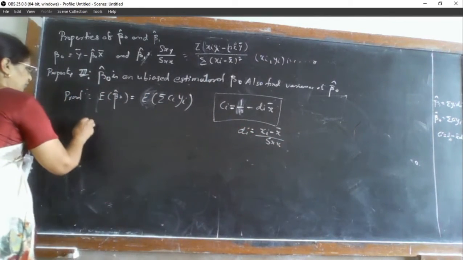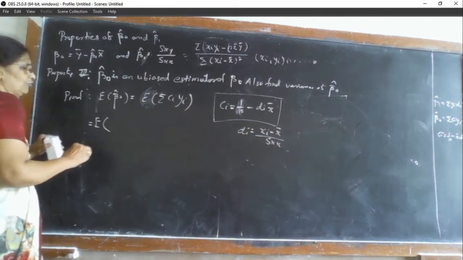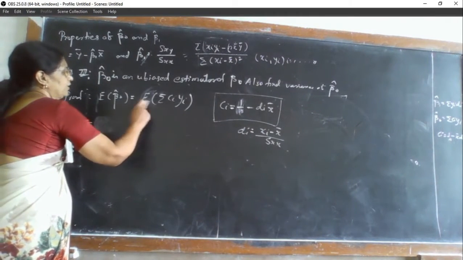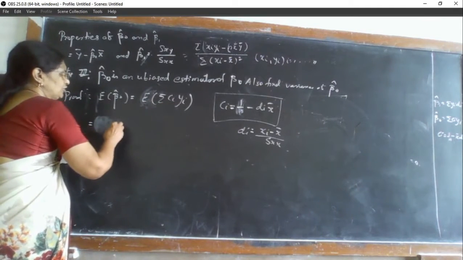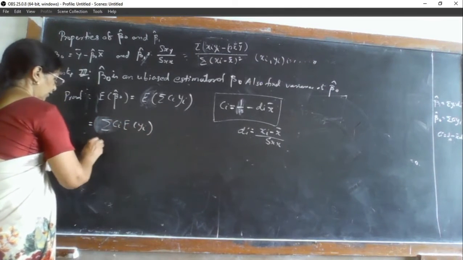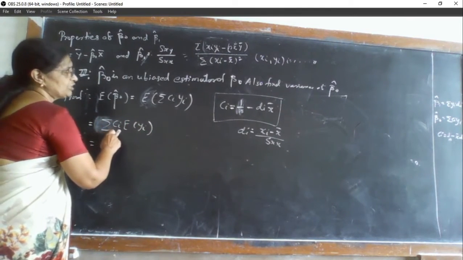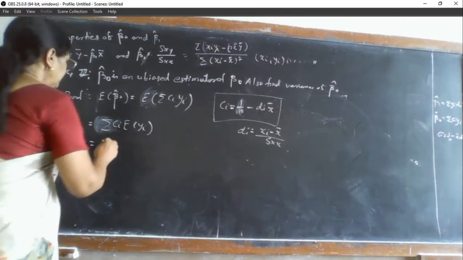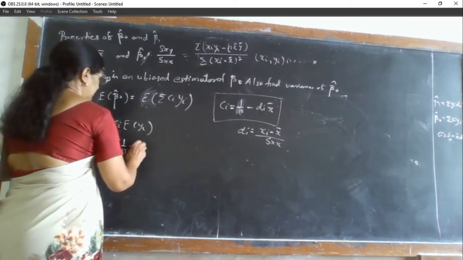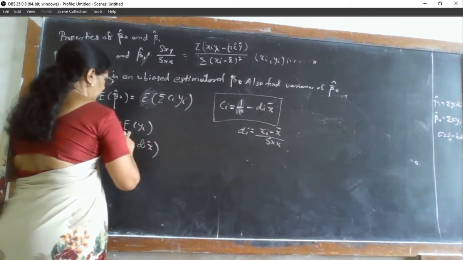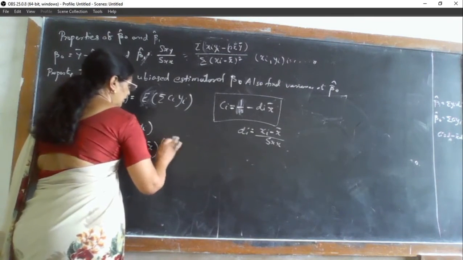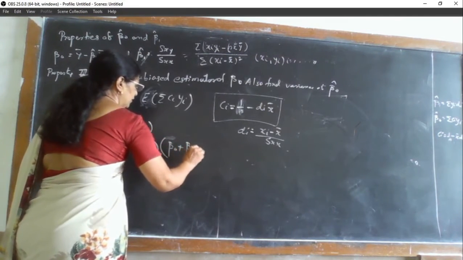So this is equal to expected value of summation of Ci yi, or you can take the expected value inside because it is a linear function. So you can write summation of Ci expected value of yi. Your Ci is 1 upon n minus di into x bar. And what is the expected value of yi? Expected value of yi is beta naught plus beta 1 xi.